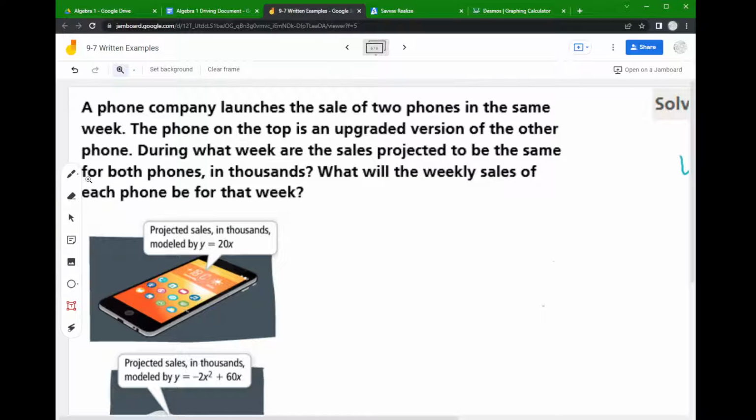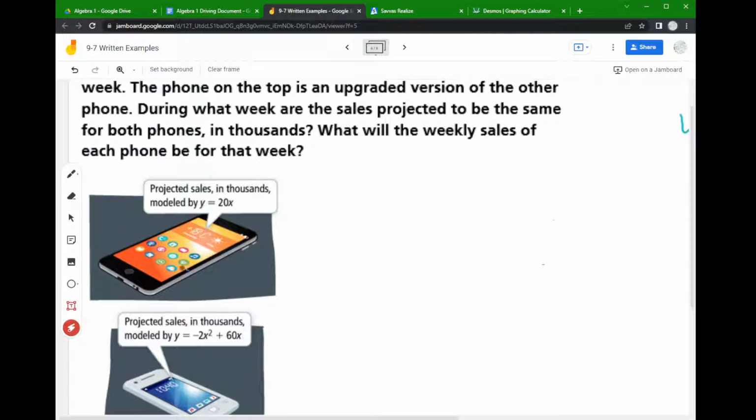Alright, so a phone company launches the sale of 2 phones in the same week. The phone on the top is the upgraded version of the other phone. So here's the shiny new one, here's the crappy old one. During what week are the sales projected to be the same for both phones in thousands? And what will be the weekly sales of each phone for that week?